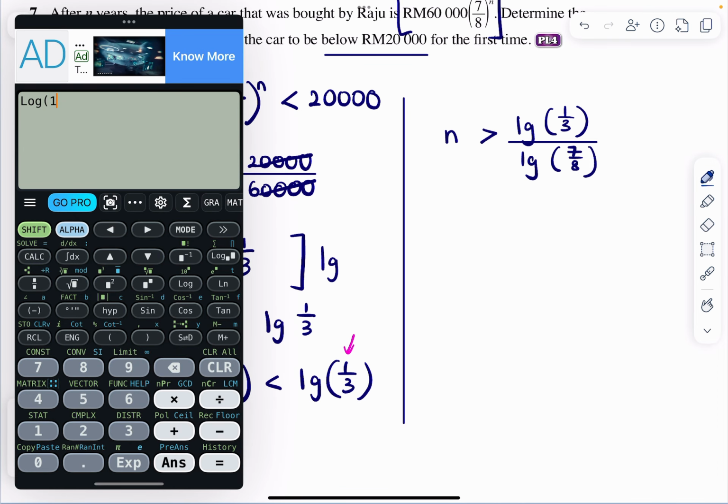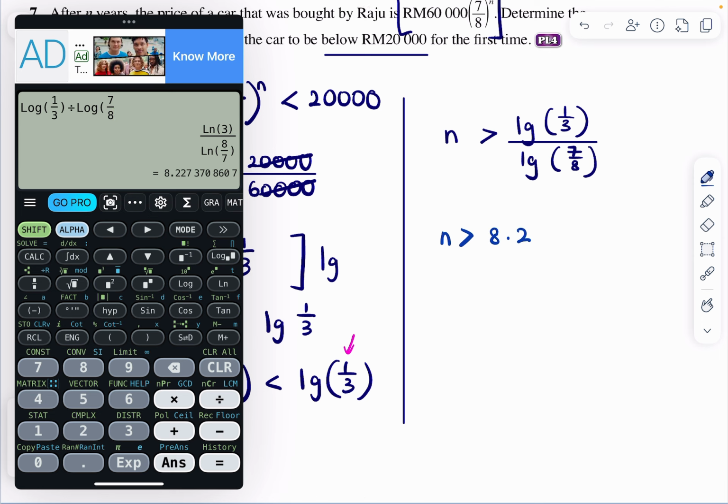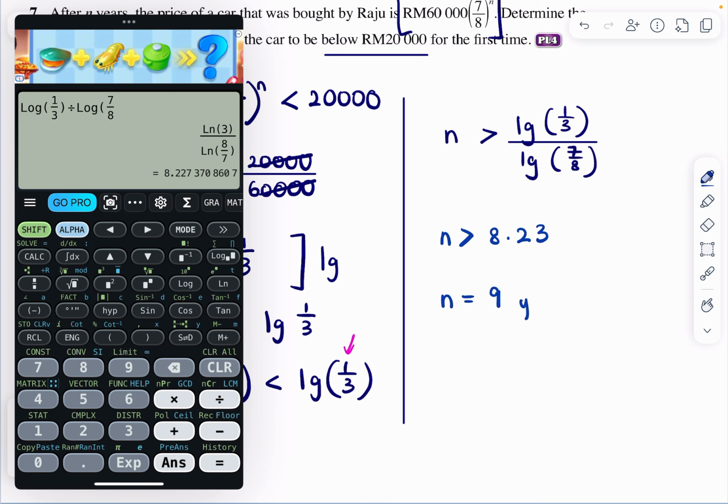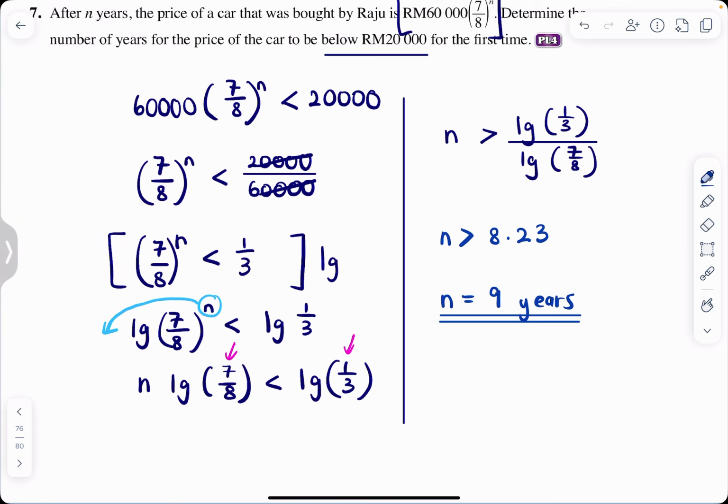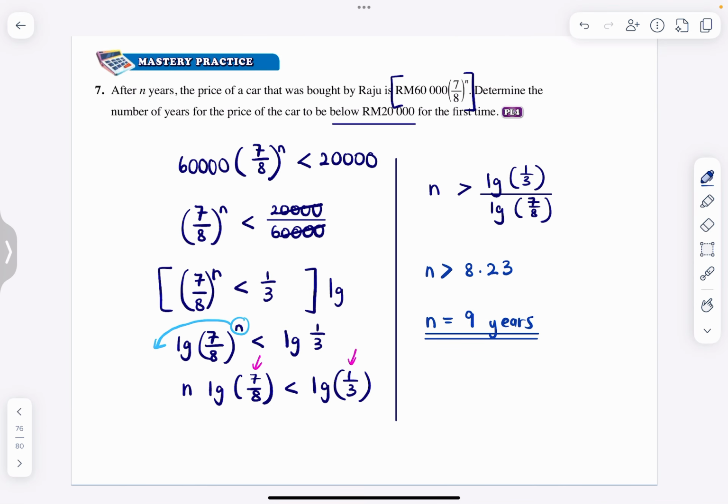So log 1 over 3 divided by log 7 over 8, we get n is more than 8.23. So we can say n is 9 years, because the number of years must be a whole number. So this is how we get 9 years. So after 9 years, the value of his car will be below 20,000. Done.